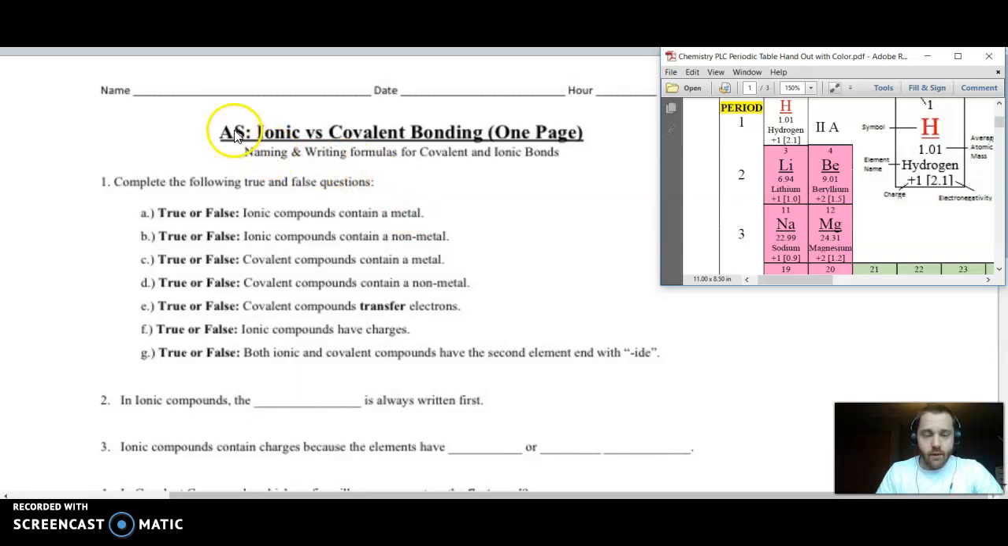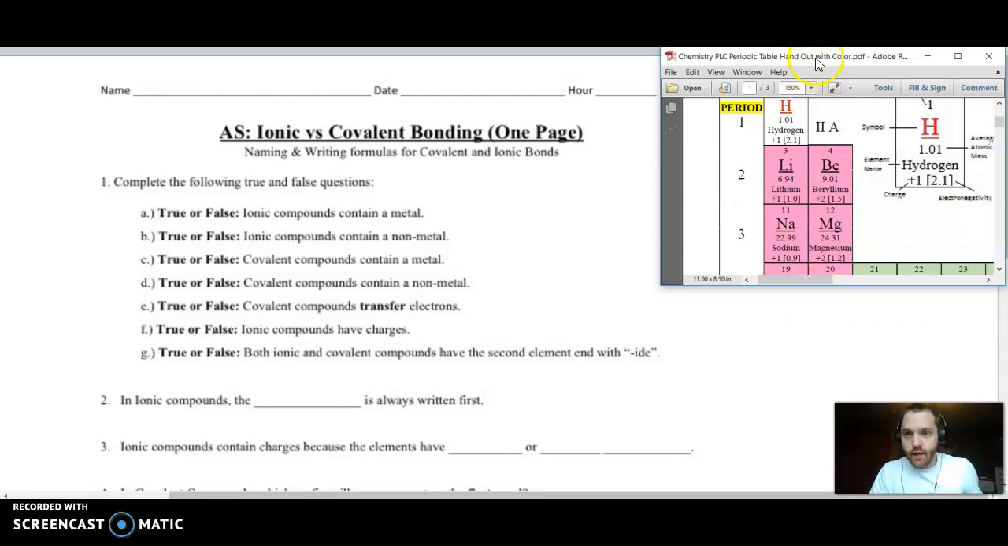So anyway, today we're going to be working on the ionic versus covalent bonding one-page assignment. I have different versions of the assignment depending on the semester. A couple things we should recap first: what's the difference between ionic and covalent? Anytime you go from formula to naming or naming to formula, you should first determine ionic or covalent, like everything you do.